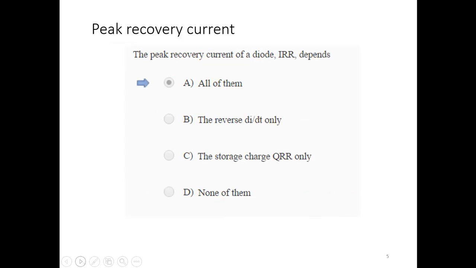Peak reverse recovery current of the diode depends on what? Storage time, QRR, and the reverse di/dt, and both of them. It depends on all of them. That is the reverse recovery. Peak current depends on the charge it has, which is the area under the curve, and also the di/dt of how the current is falling. That is the falling di/dt.